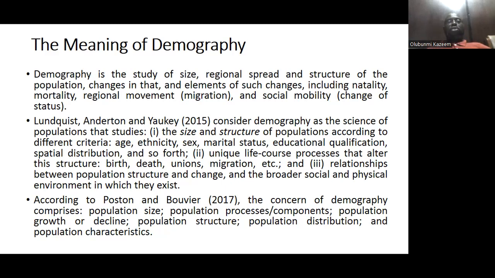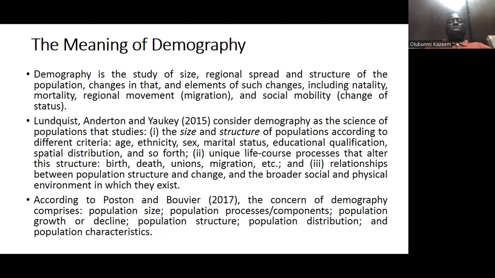Demography is the study of the size, regional spread, and the structure of the population, the changes in that population, and the elements of such changes, including natality, mortality, regional movement, and social mobility. This I have explained earlier. I think the only new term there is social mobility. I've already explained the structure of the population. I've talked about regional spread in terms of the communities where these people reside.